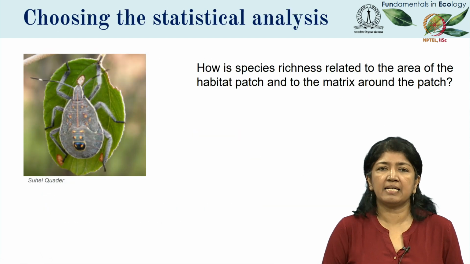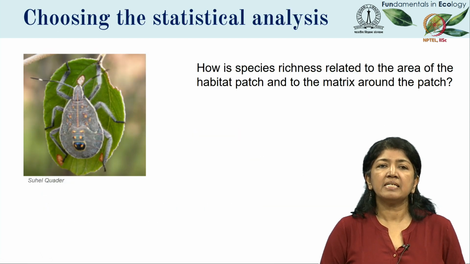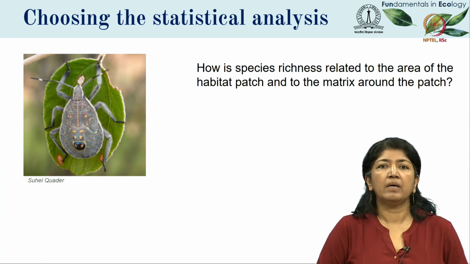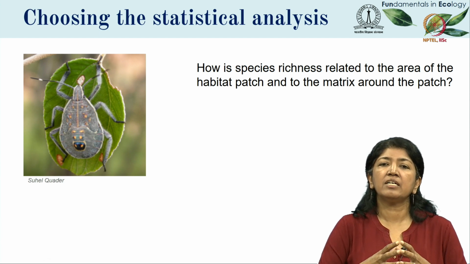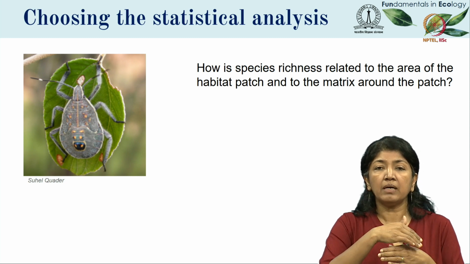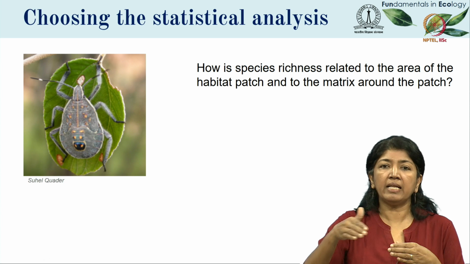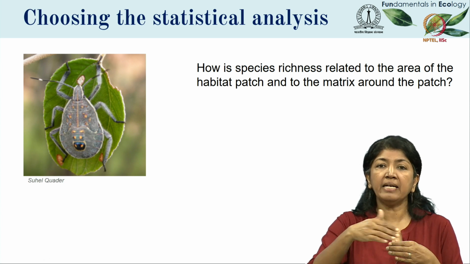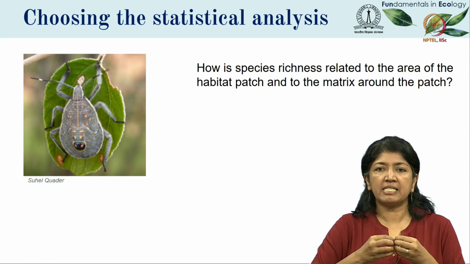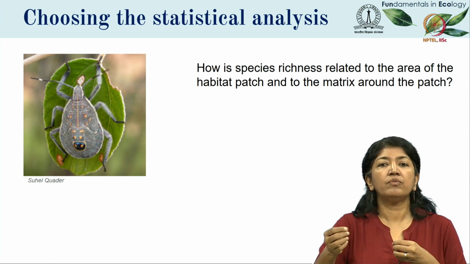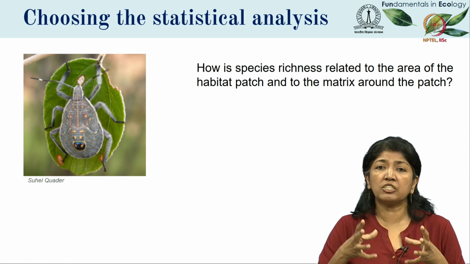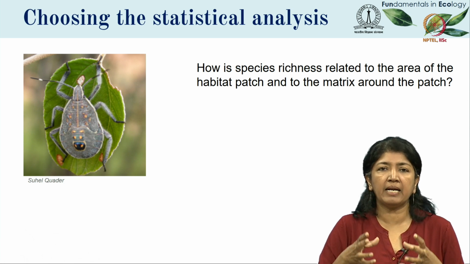Let us take another example. Suppose I am interested in how species richness of a group of insects is related to the area of a habitat patch, and not just that, but to the matrix around the habitat patch, because the matrix can influence how well individuals can move in and out of the habitat patch. It can influence functional connectivity between habitat patches.